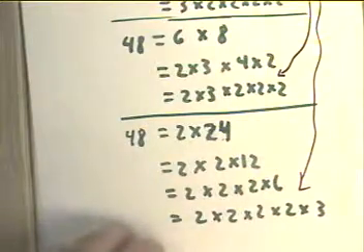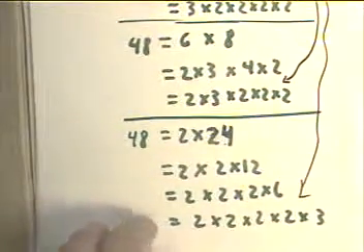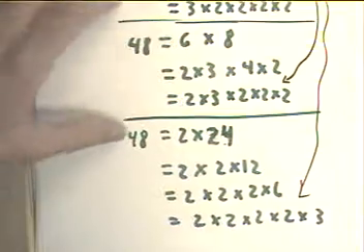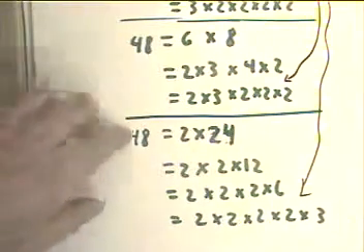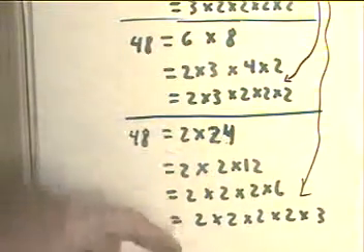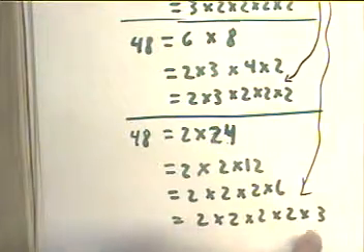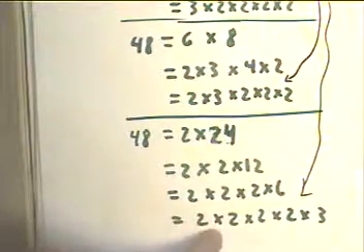Now, is this always going to happen? If I always break the number 48 down as many and as in the smallest parts that I can, which is essentially what I've done here, well, I always end up with the same thing.